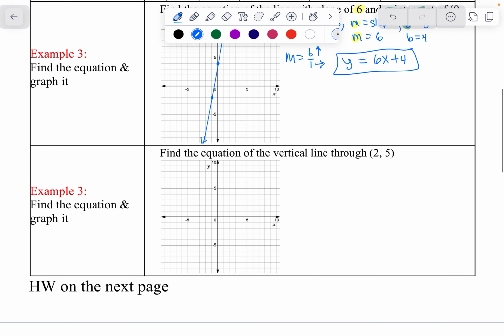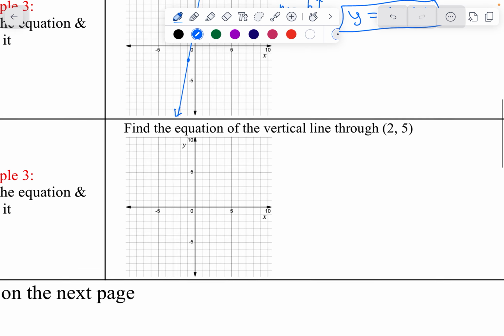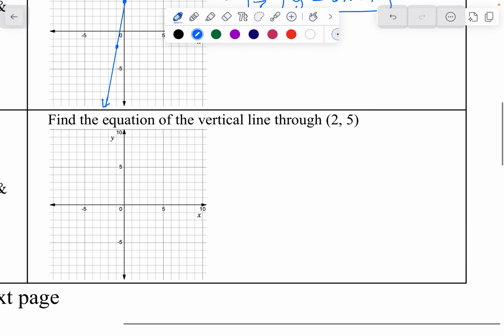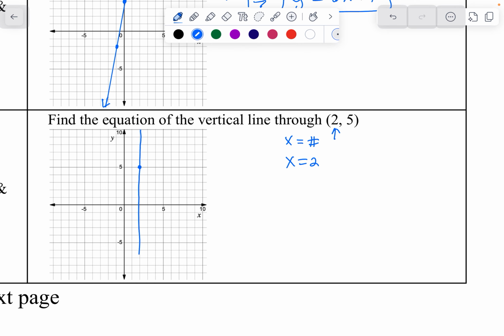Now, if they say find the equation of a vertical line through the point 2, 5 and then graph it, remember a vertical line you just have to memorize is x equals a number. So our x value is 2. If we are going through the point 2, 5 and we are vertical, our x gets stuck at 2.